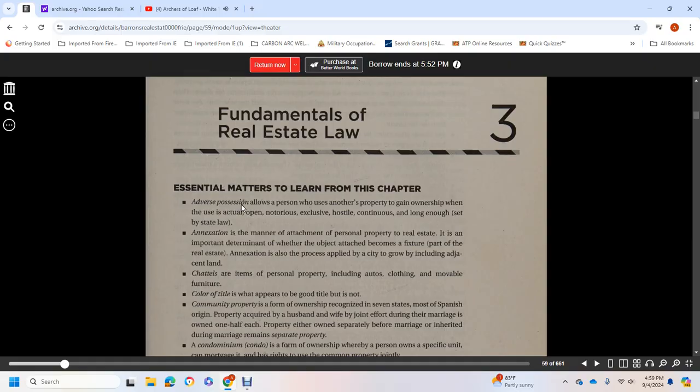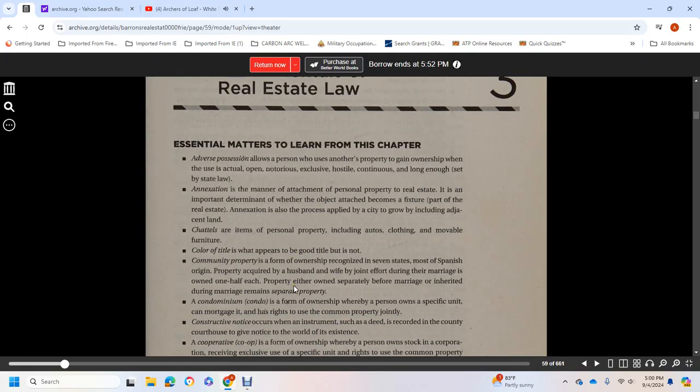Annexation and the manner of attachment of personal property to real estate. It's important to determine whether the object attached becomes a fixture, part of the real estate. And annexation is also a process applied by a city to grow by including adjacent land. Chattels are items of personal property, including autos, clothing, and movable furniture. Color of title, which also appears to be good title, but it's not true.